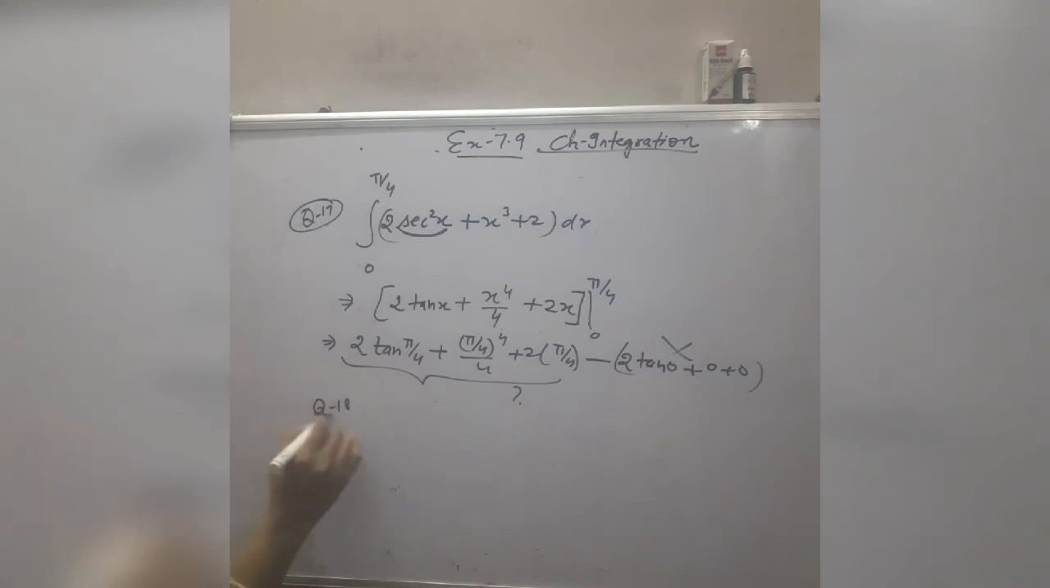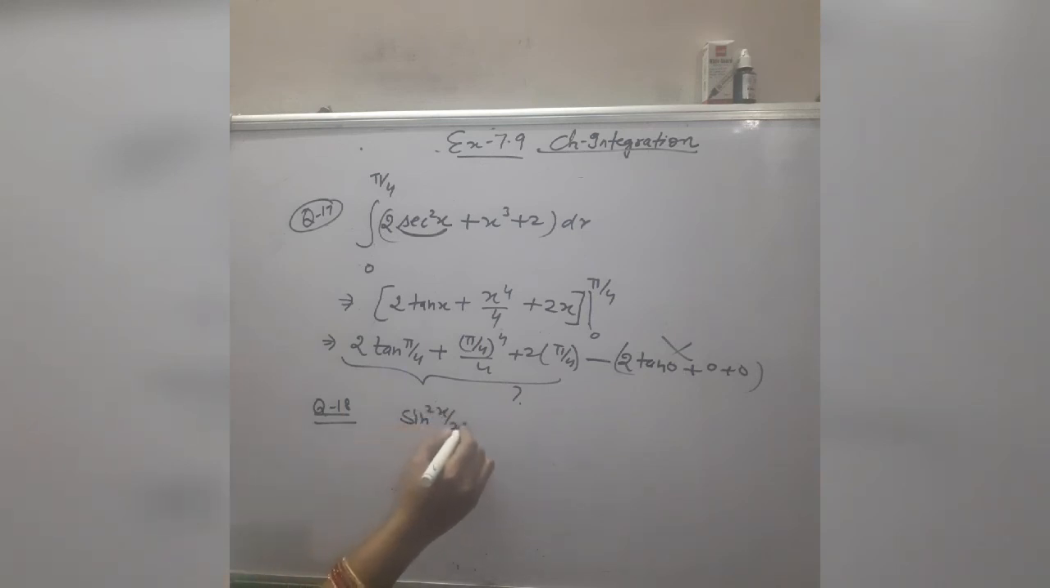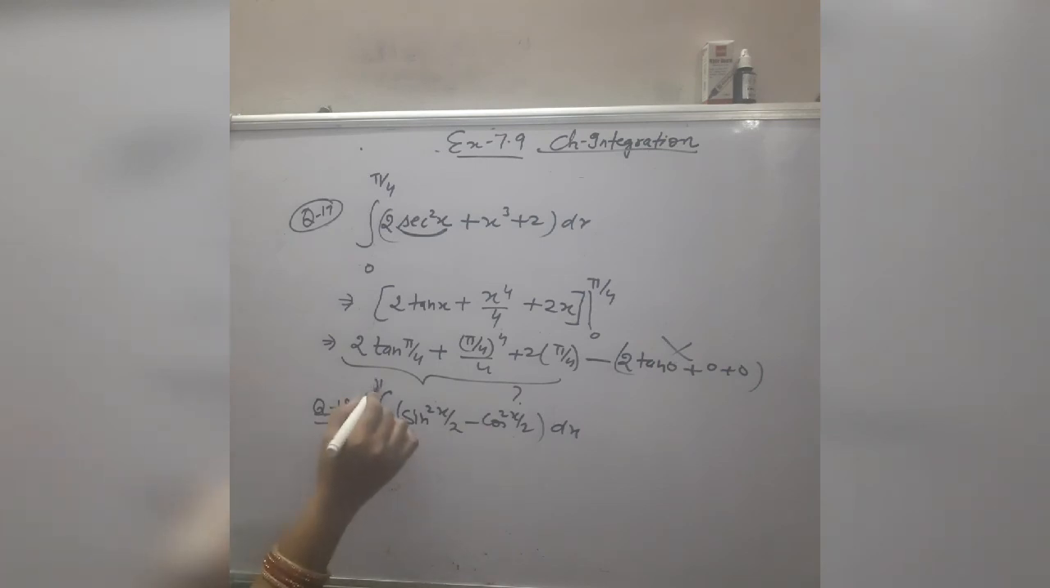Now see question number 18. In question number 18 the statement is sin square x by 2 minus cos square x by 2. This is the function, and the upper and lower limits in this case are 0 to pi. Sorry, 0 to pi, not pi by 2, this is 0 to pi.